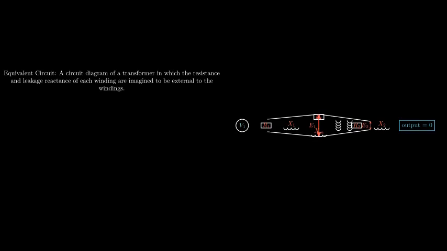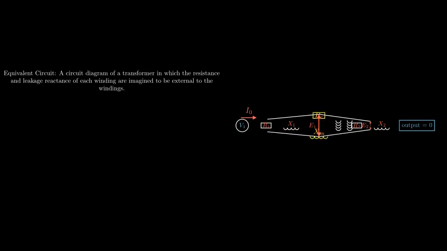Let's break it down. On the left, we have the primary side. V sub 1 is the primary voltage, R sub 1 is the primary resistance, and X sub 1 is the primary leakage reactance. The no-load current, I sub 0, flows through these components. Now, let's look at the parallel branch. This is the heart of the no-load analysis.